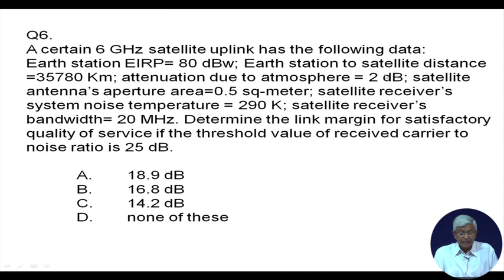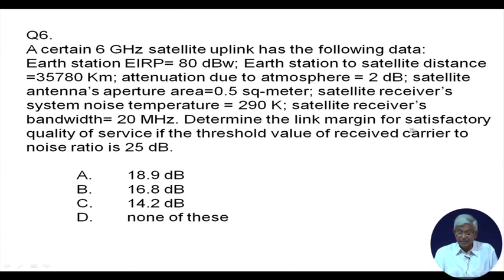Earth station to satellite distance is 35,780 kilometer. Attenuation due to atmosphere is assumed to be 2 dB. Satellite receive antenna aperture area is 0.5 square meter, a small antenna. Satellite receiver's system noise temperature is 290 K. Satellite receiver's bandwidth is 20 megahertz.